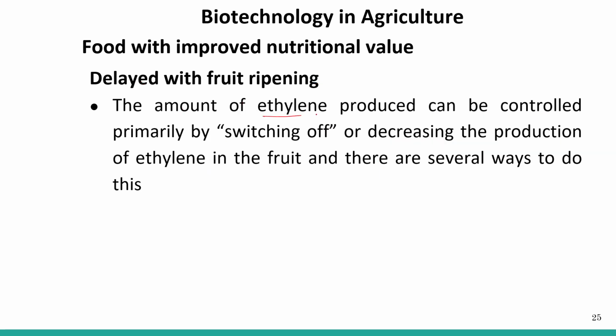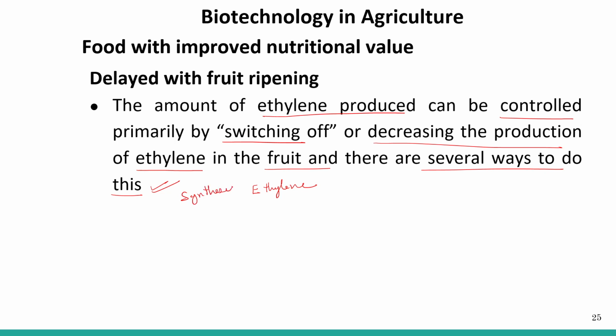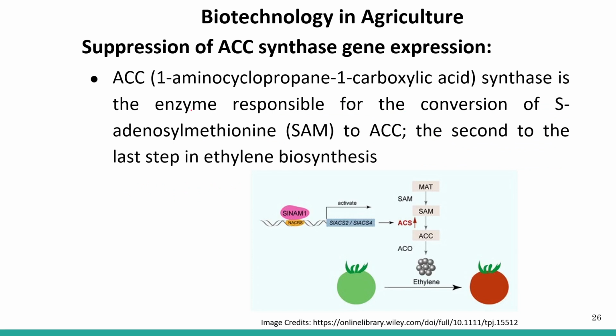The amount of ethylene produced can be controlled primarily by switching off or decreasing the production of ethylene in the fruit, and there are several ways to do this. So how to block the synthesis of ethylene? How to do this blocking of synthesis of ethylene? Let us see that. First thing is suppression of ACC synthase gene expression.